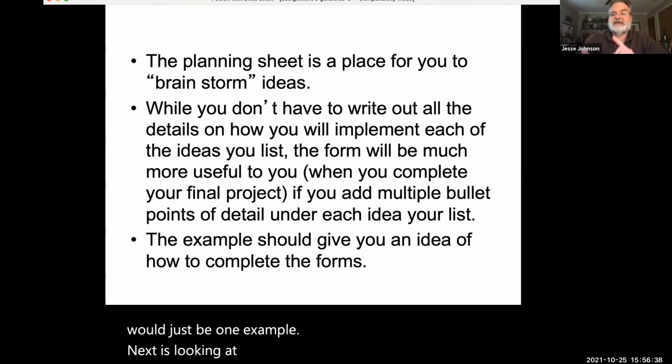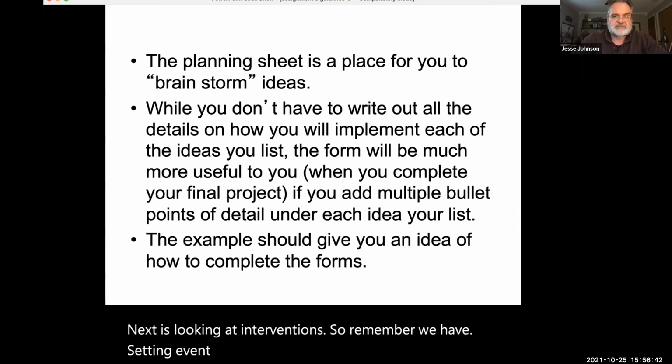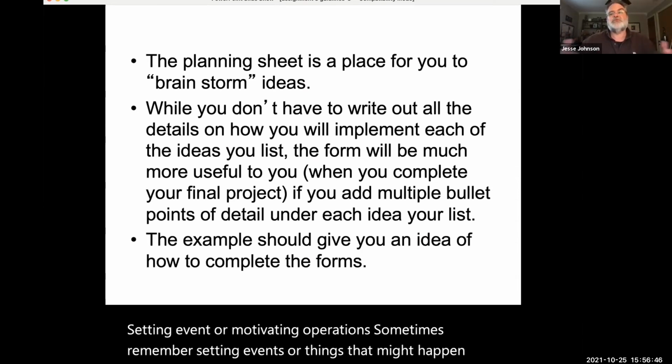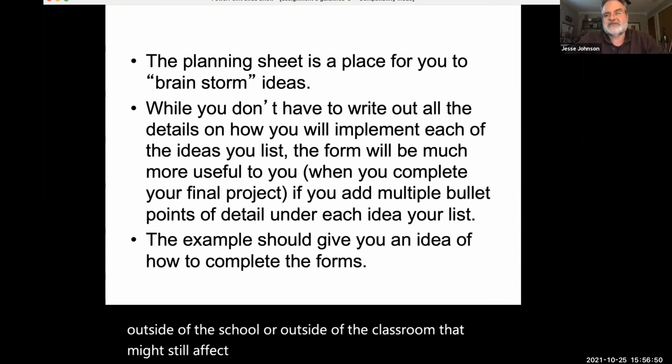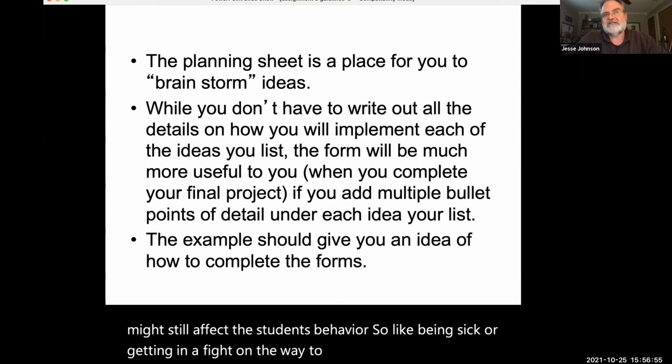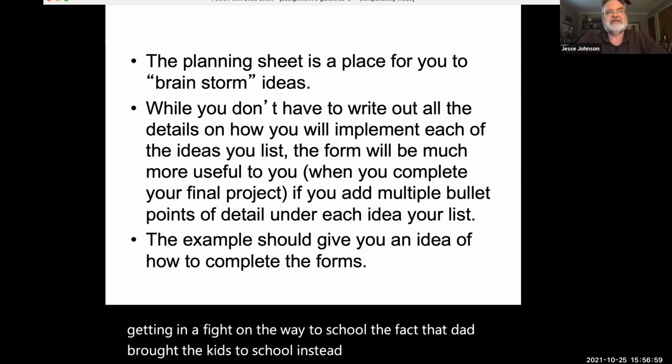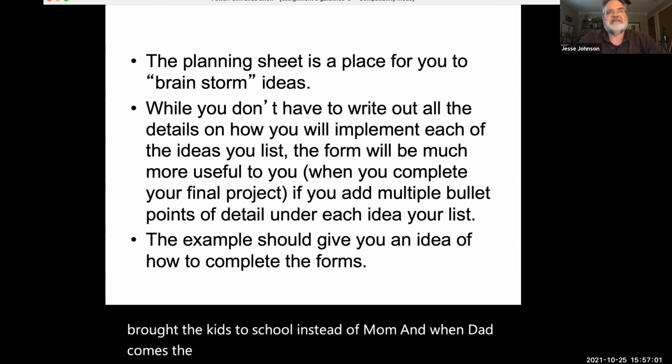So remember, we have setting events or motivating operations sometimes. Remember, setting events are things that might happen outside of school or outside of the classroom that might still affect the student's behavior. So like being sick or getting in a fight on the way to school. The fact that dad brought the kid to school instead of mom. And when dad comes, the kids learn that dad will stop at McDonald's if they have a meltdown or something.